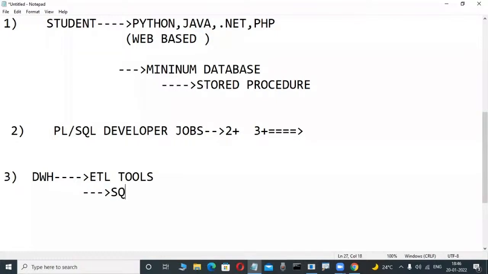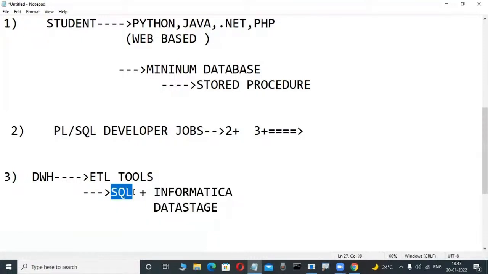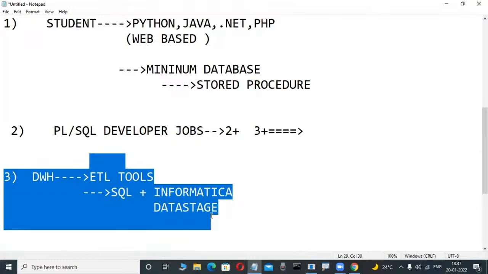PLSQL is not required; SQL knowledge is enough. Then they are learning tools in institutes also. Informatica is a very popular ETL tool, where data stays. Talend is another tool there. These ETL tools have a graphical user interface, so minimum knowledge is required in SQL. That's why they are learning these courses, for these jobs.